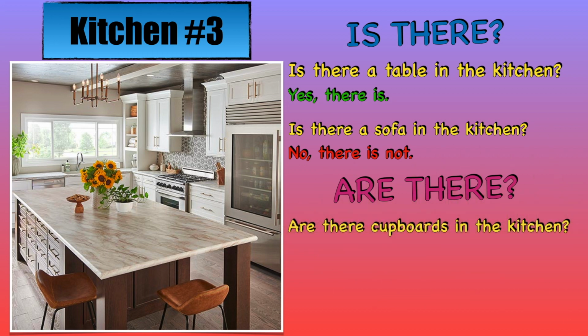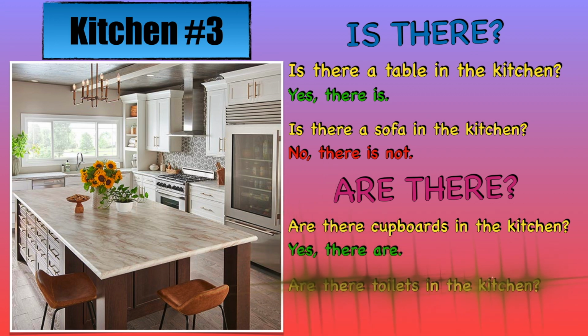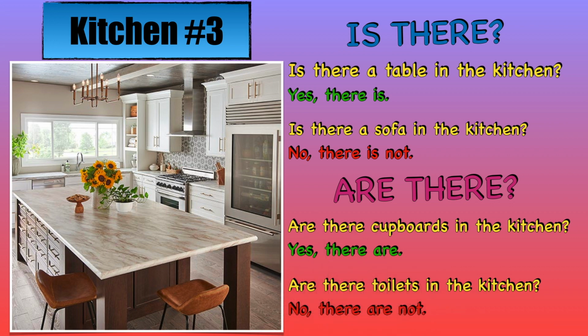Now let's ask the question, are there cupboards in the kitchen? This kitchen has some white cupboards. So the answer will be yes, there are. Are there toilets in the kitchen? This one is also easy because we can't see any toilets in the kitchen. So the answer will be no, there are not.